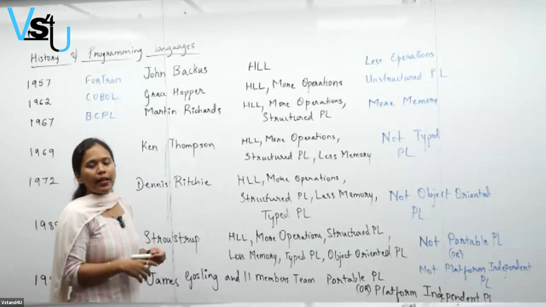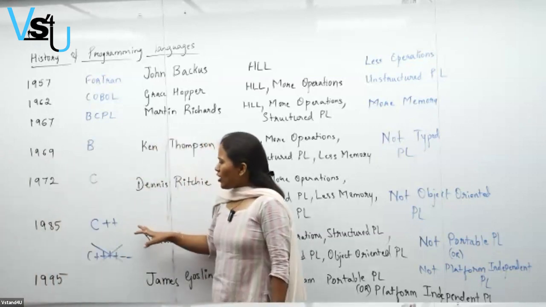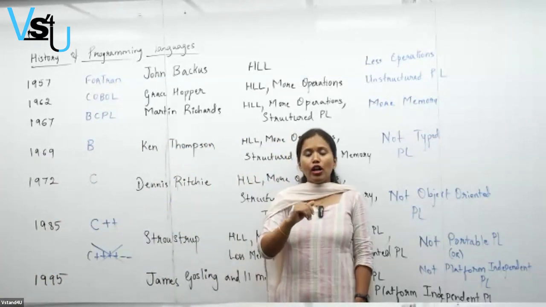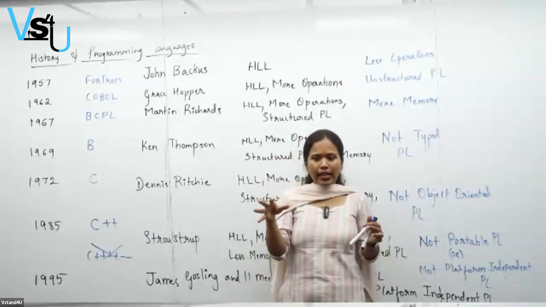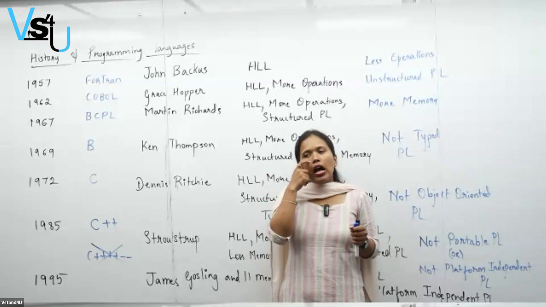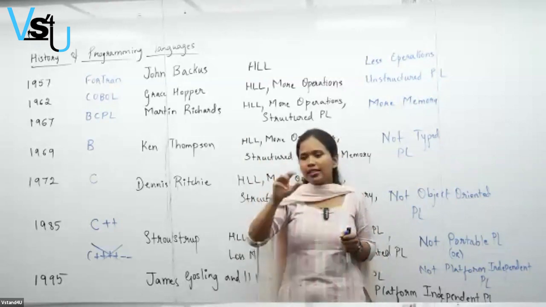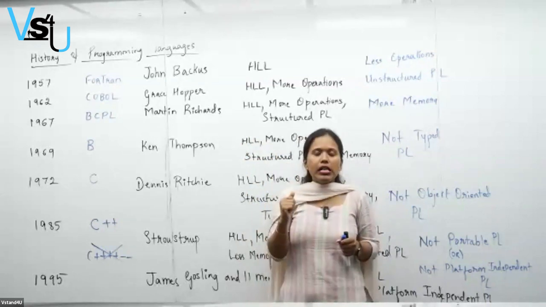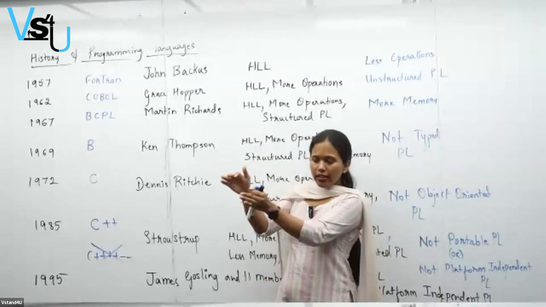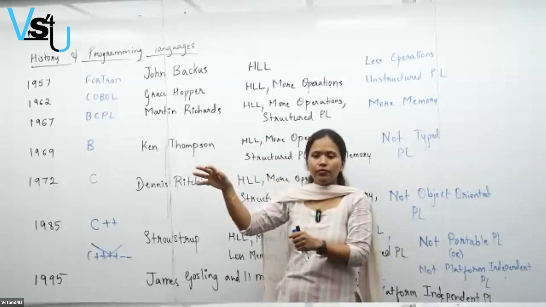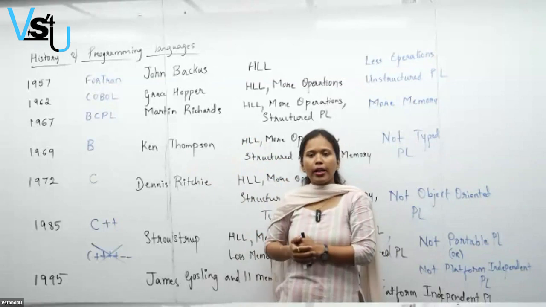So similarly, they thought, no, this is not the suitable name. We will do one more thing. James Gosling and his team were working in a company named Sun Microsystems. That was the name of the company. This 11 members team was working in Sun Microsystems, which is located in North America.